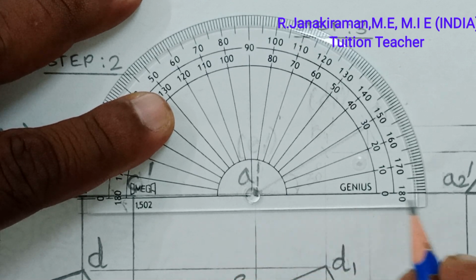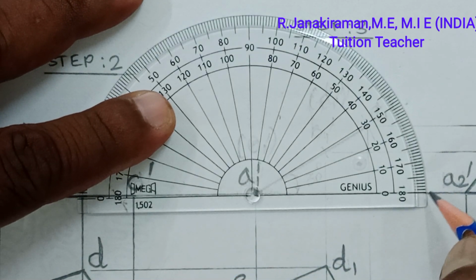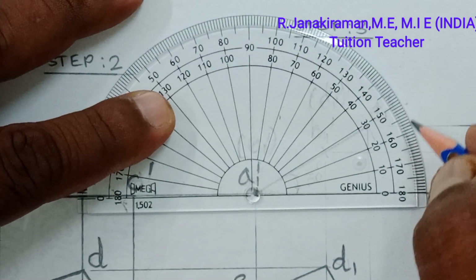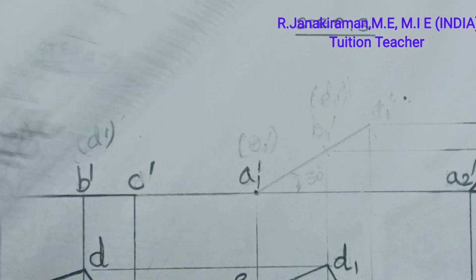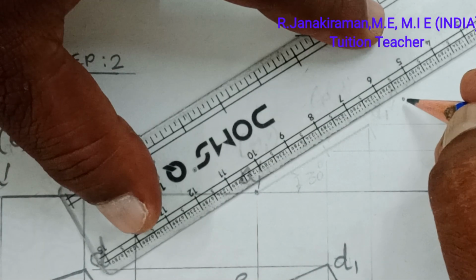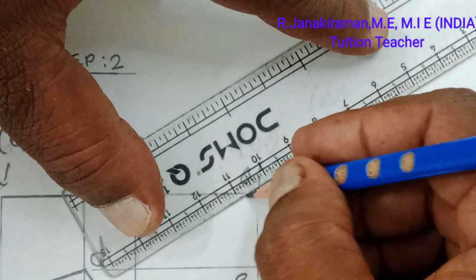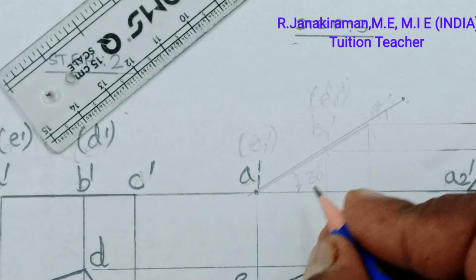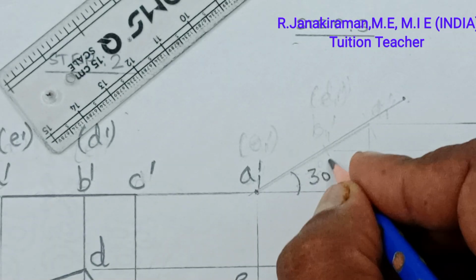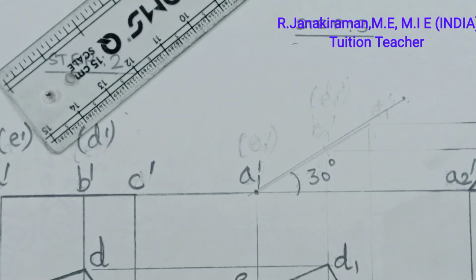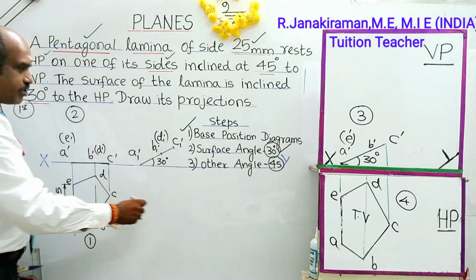Okay, so mark an angle of 30 degree, read like this: 0, 10, 20, 30, put a point. Join the marked points using freehand scale, lighter line. This is angle 30 degree inclined to HP. This is the way to mark 30 degree. Understand? So its corresponding top view, we are going to draw it now.